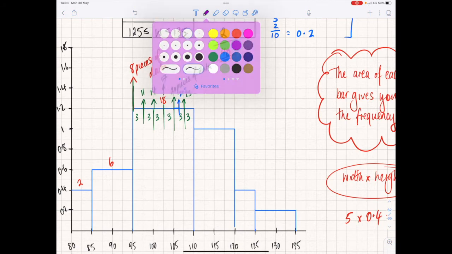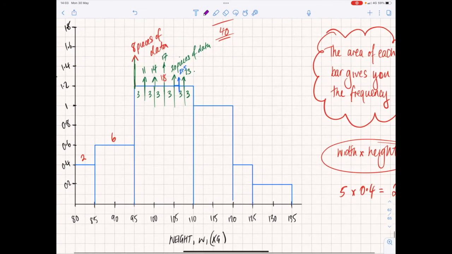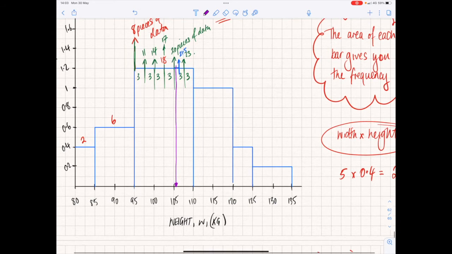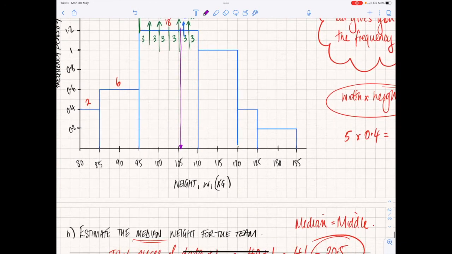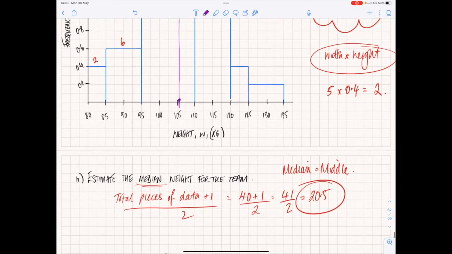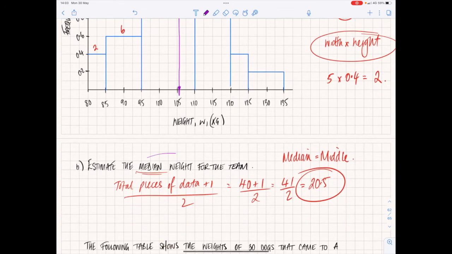Now, this is an estimate. So we could say my line, if I was to draw a straight line down, would approximately be there at 20 and a half pieces of data. And then what you're looking for is what value does that represent? Well, if that's 105 and that's 110, that'd be 107.5. That's 105. I'd say your answer would be somewhere in and around 106. So the median weight for the team would therefore be 106 kilograms.